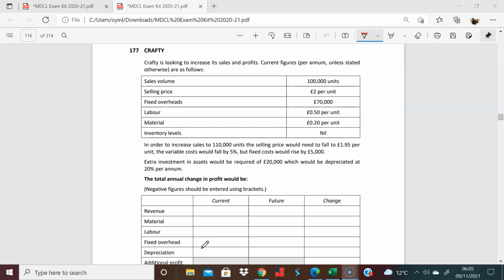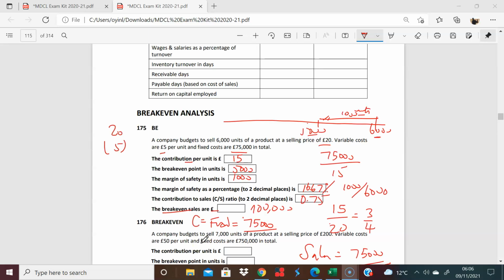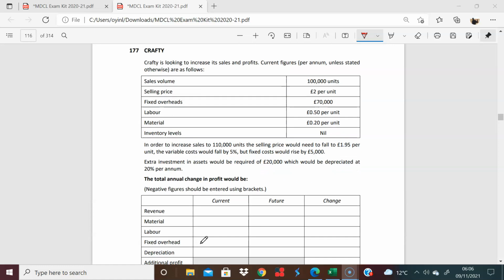Okay, so let's look at this next question called Crafty. Again, we will do as many that are different and the ones that look alike, but we saw one where, so you can, 176 is similar to 175, so you can work with that. This one is different. So let's look at it.